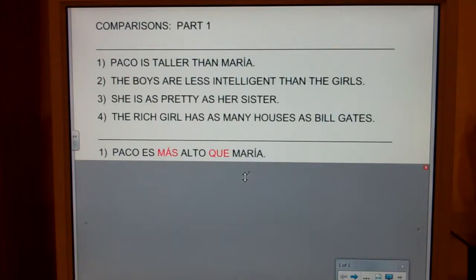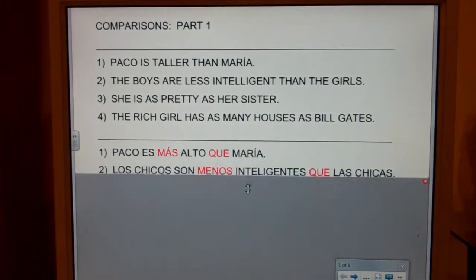Paco es más alto que María. Number 2, the boys are less intelligent than the girls. Los chicos son menos inteligentes que las chicas.